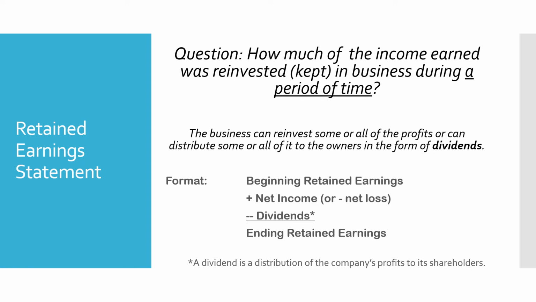So with the retained earnings statement, we can tell how much of the company's income earned during a period of time was reinvested in the business. The format of a retained earnings statement is beginning retained earnings plus net income or minus a net loss, minus the dividends, and that gives you your ending retained earnings balance, right? So retained earnings is the account that basically shows you how much of the company's earnings have been reinvested over time.